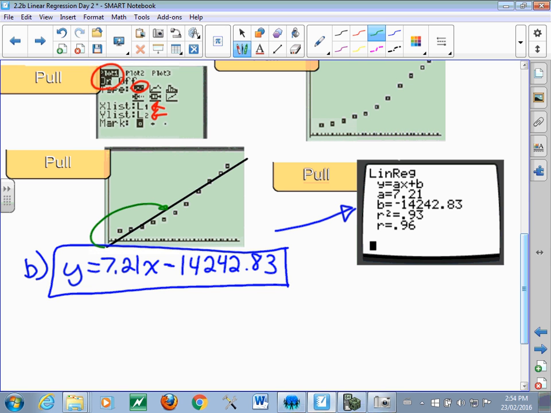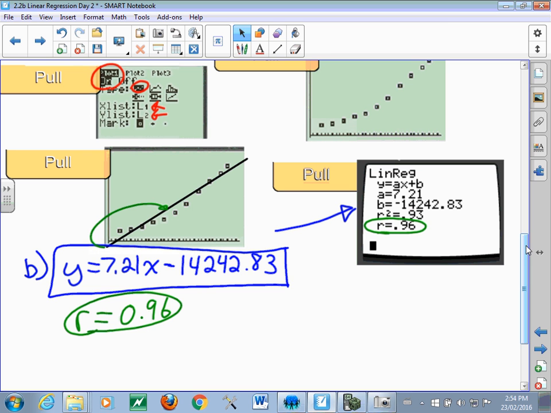Next it says to give me the correlation coefficient. So the R is your correlation coefficient, and you look here, ladies and gentlemen, and please put a decimal in or a 0 in front of the decimal. Please, please, please, thank you. So that's the R value. And we can describe it now, but the next question is going to ask us to classify it. So we'll do that in the next question.